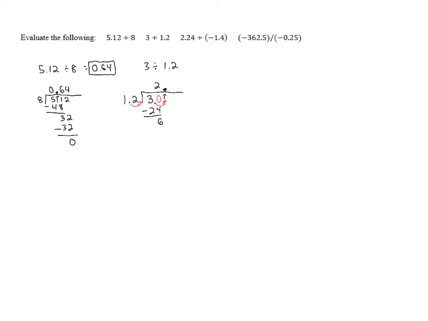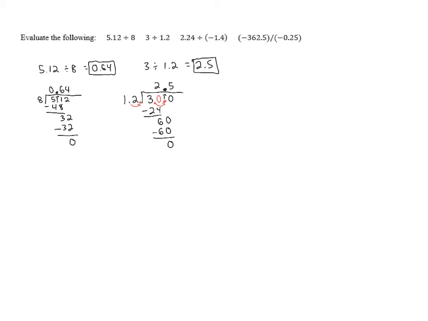And now we can put in an extra 0 because it's to the right of the decimal point. 30 is the same as 30.0. And we can bring that down, and that allows us to continue. 12 goes into 60 5 times. 5 times 12 is 60. And when we subtract, we're left with nothing. So in the end, we have 2.5, and that becomes our final answer.